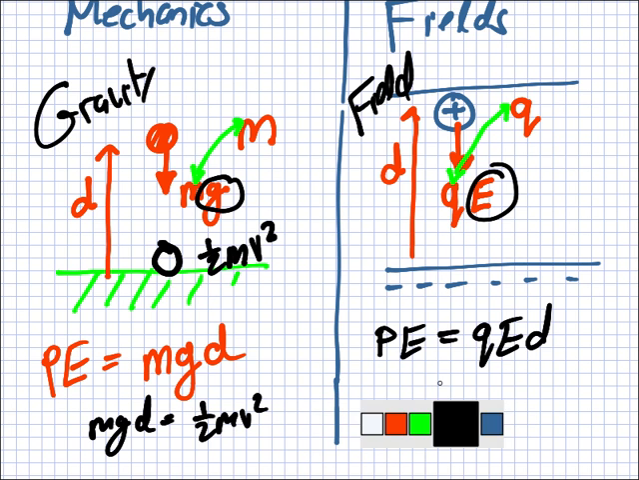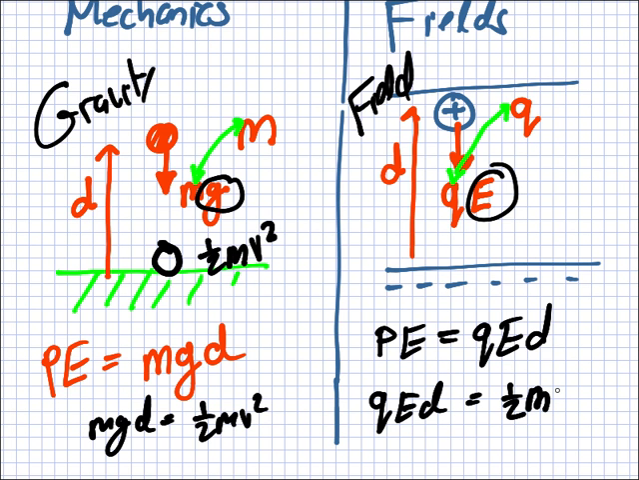So we can do the same thing here. We can say QED equals a half mv squared. So we could actually use this formula to calculate how fast the charge hits the plate, like how we can use this formula to calculate how fast the mass hits the ground. Can you see the similarities here?